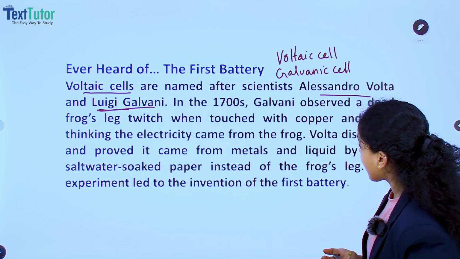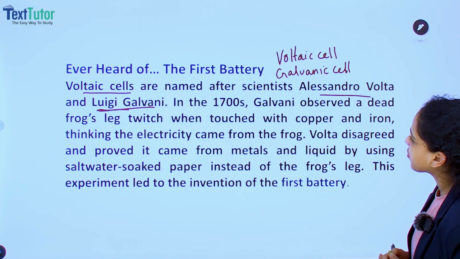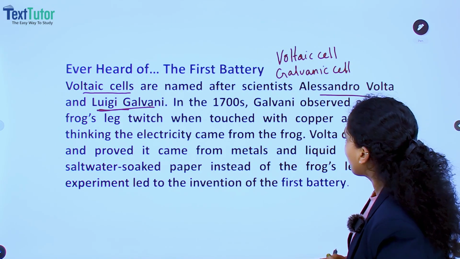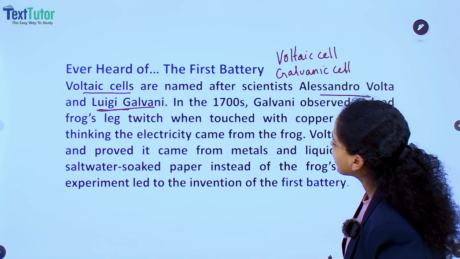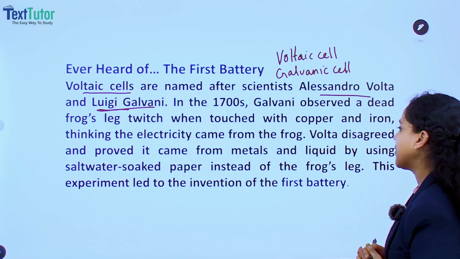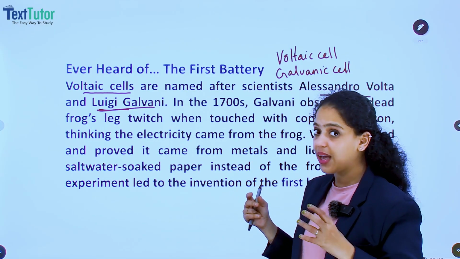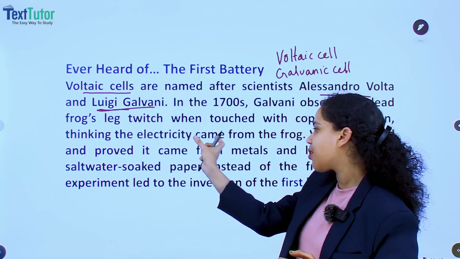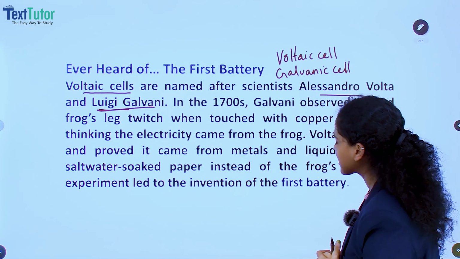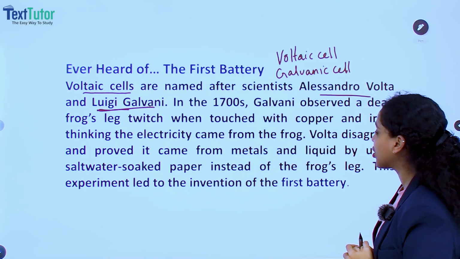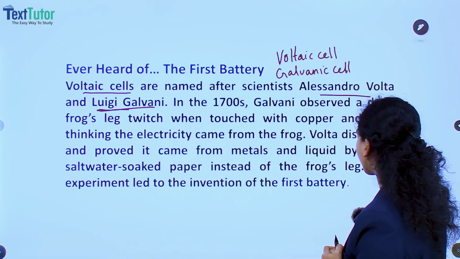In the 1700s, Galvani observed a dead frog's leg which, when touched with copper wire and iron, twitched, thinking the electricity came from the frog. Luigi Galvani initially thought that electricity came from the fluid of the frog's leg. Volta disagreed and proved it came from the metal and the liquid by using salt water soaked in a paper instead of the frog's leg.